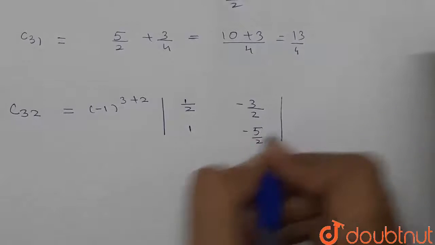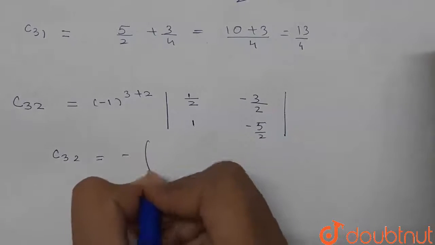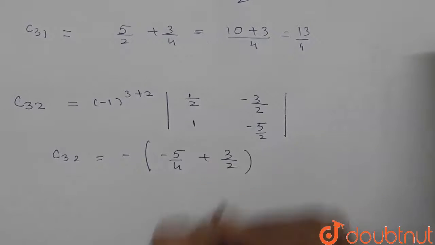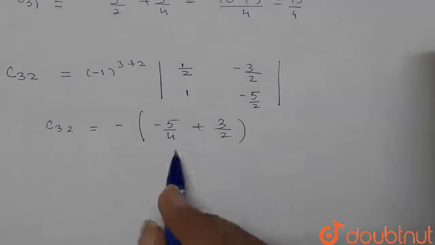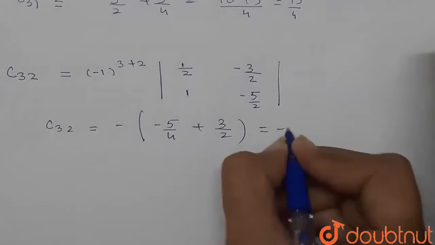So on calculating this, C32 is equal to, minus sign will be there, and then this is minus 5 by 4 plus 3 by 2. On taking the LCM 4, this will be minus 5 plus 6 by 4, that is equal to minus 1 by 4.